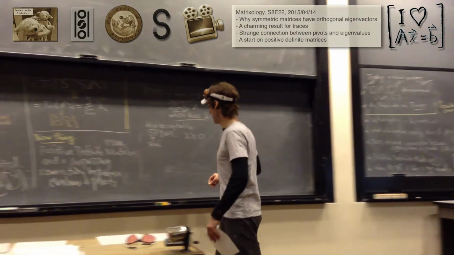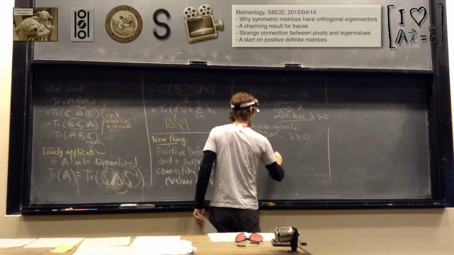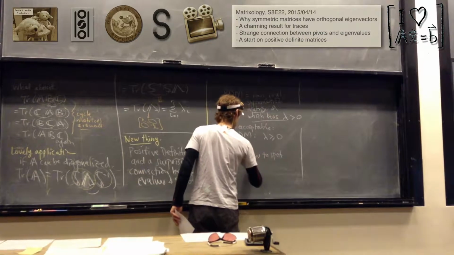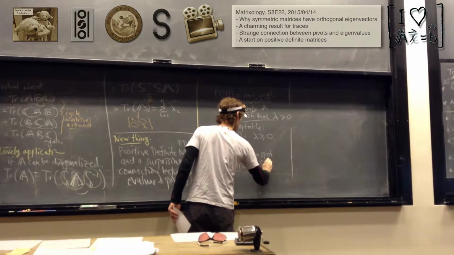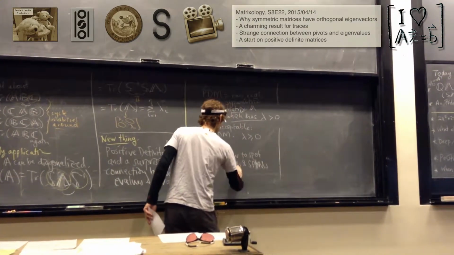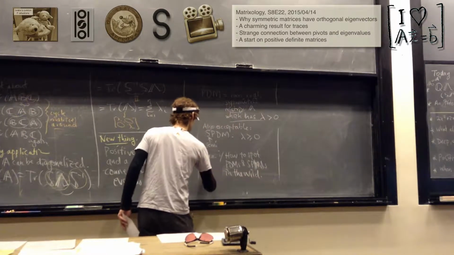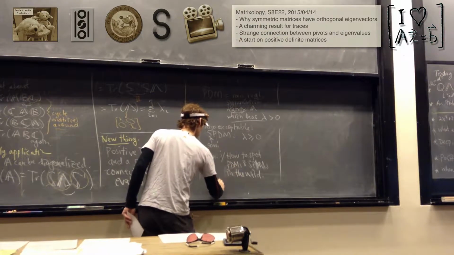So the plan is going to be this. The plan is one, how to spot PDMs and semi-positive definite matrices. We're going to hand you a matrix and ask, what is this thing? Take it apart, discover all these good things. That's one, and then two, why we care.